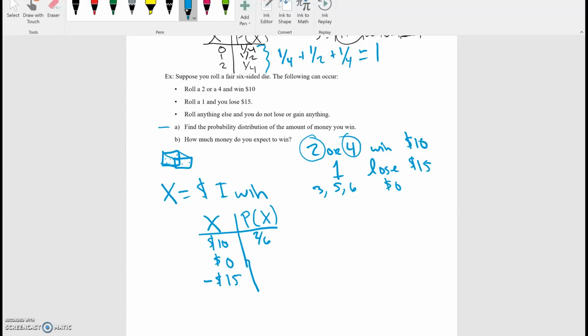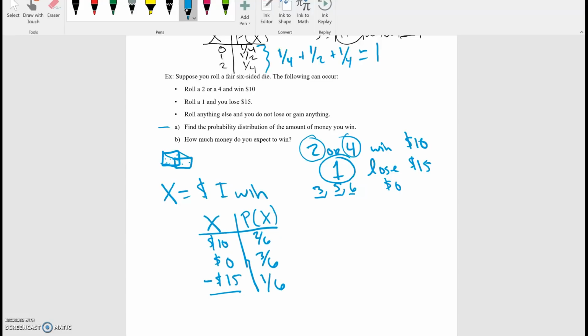What is the probability of getting a 0, or losing or gaining anything, right? Well, that's just 3 outcomes, right? So that's just 3 out of the possible 6. And what is the probability that I lose, or win negative $15? Well, in this case, I can do that by rolling a 1. 1 is 1 out of 6.